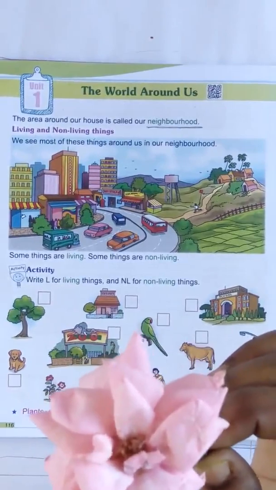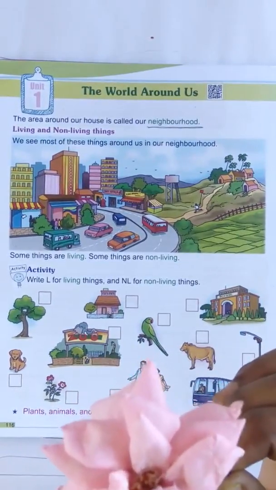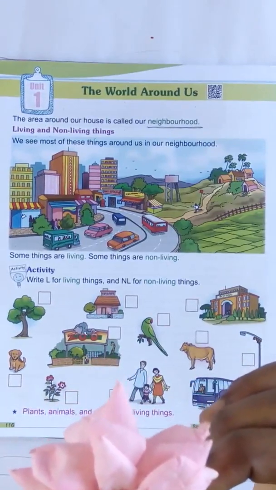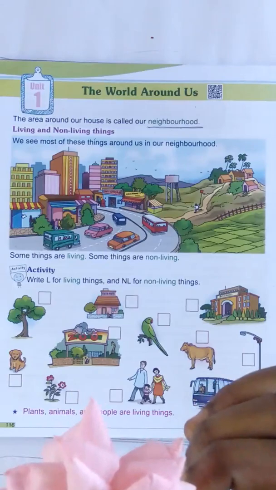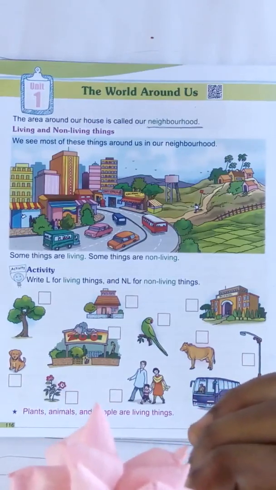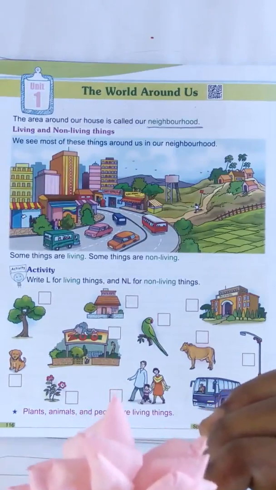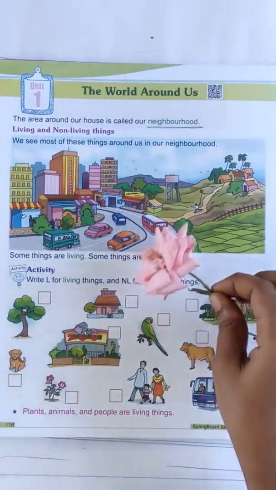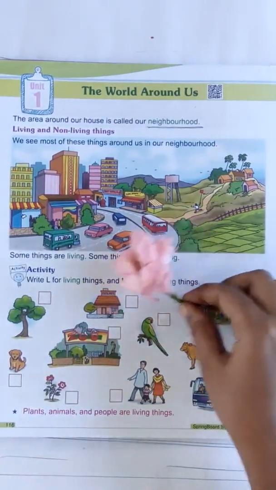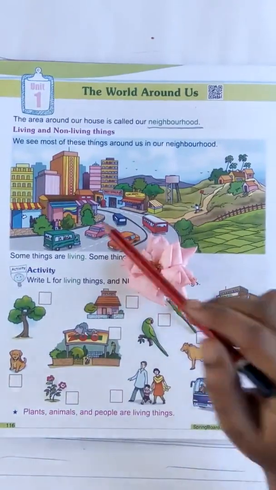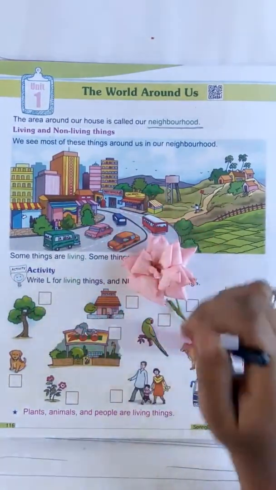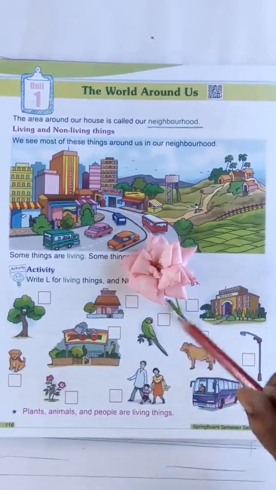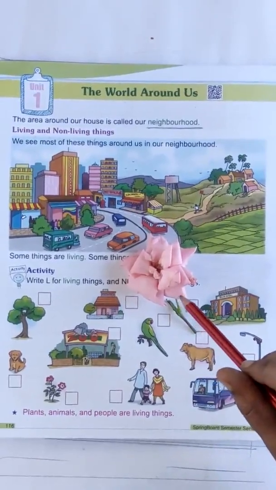All flowers need food, water and air. And all plants are also living things. All plants also need food, water and air. Do you know, children, can plants move on their own? Of course, no. Plants cannot move on their own.